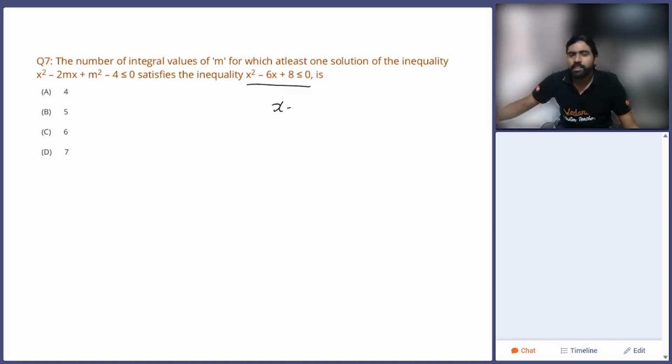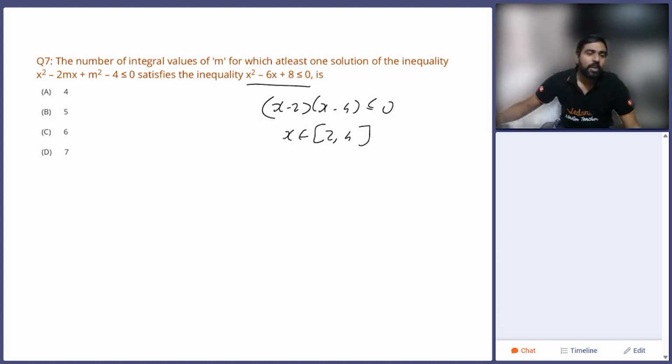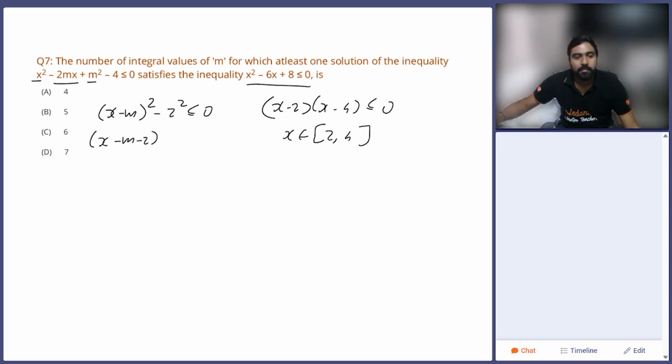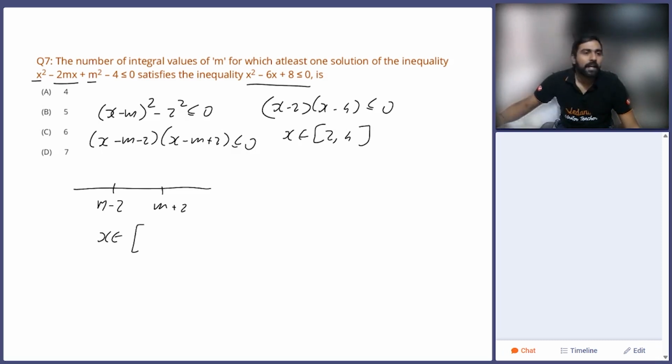So first of all, let's solve the one which I can directly see, x minus 4, x minus 2 less than or equal to 0. This is straightforward. What? X belongs to [2, 4]. Very well. Over here, I can see x square minus 2mx plus m square, that's x minus m the whole square, minus 4, which is 2 square, less than or equal to 0. So I have x minus m minus 2 into x minus m plus 2 less than or equal to 0. So what are the roots over here? They are m minus 2 and m plus 2. So basically, my x has to lie between these two values, m minus 2 and m plus 2.